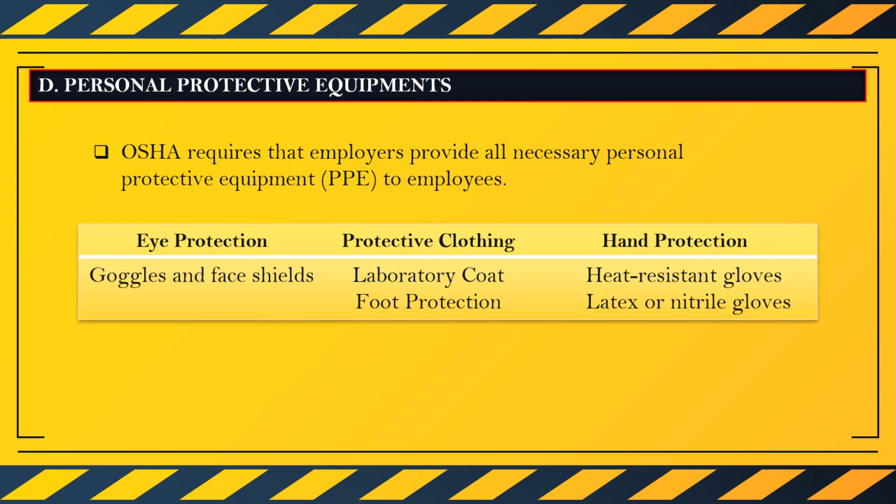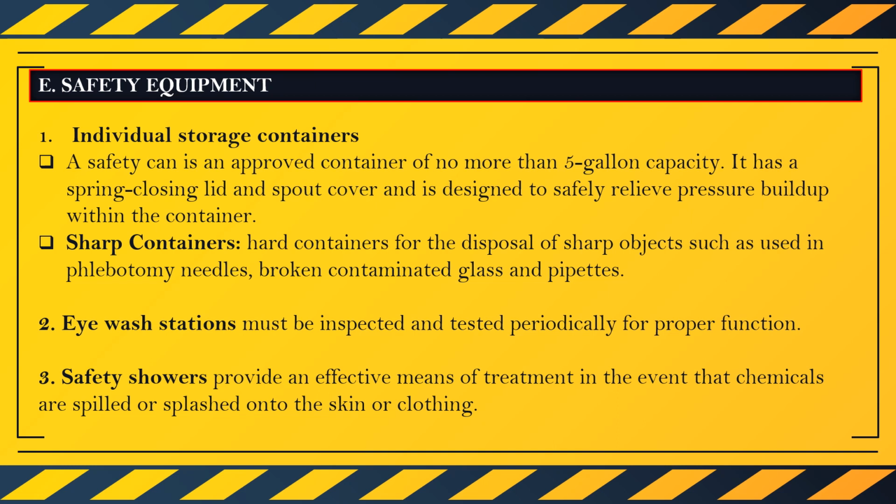Okay, next, personal protective equipment. So I repeat, OSHA requires that employers provide all necessary personal protective equipment, or PPE, to their employees. So what are these PPEs that OSHA is referring to? For eye protection, we have goggles and face shields. Protective clothing, we have laboratory coat and foot protection, and your hand protection, heat resistant gloves or latex or nitrile gloves.